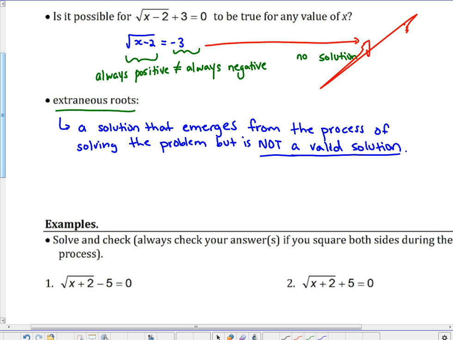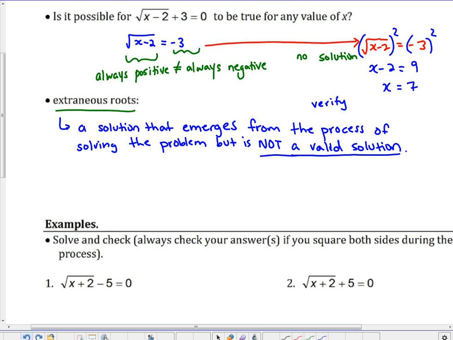So the square root of x minus 2 equals negative 3. What happens is when I square both sides, that negative disappears, and the same with the square root. And we get x minus 2 equals 9, or x equals 7. So here I get x equals 7, but when I plug it into the original, and that's what we call verifying the solution, when I verify that is actually the solution, I go back to the original.